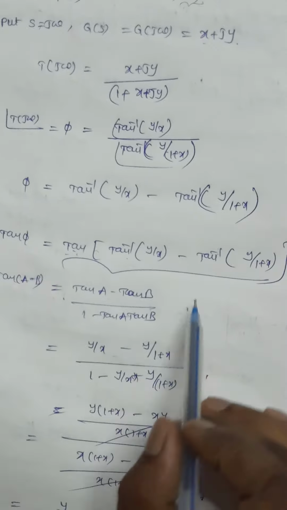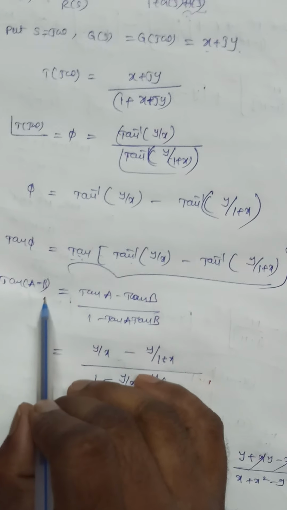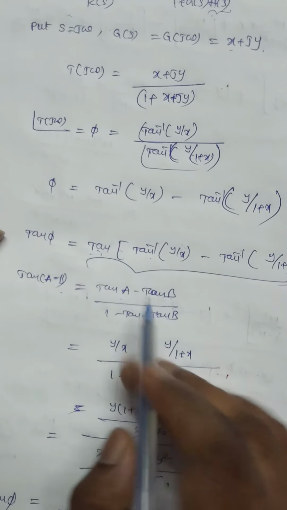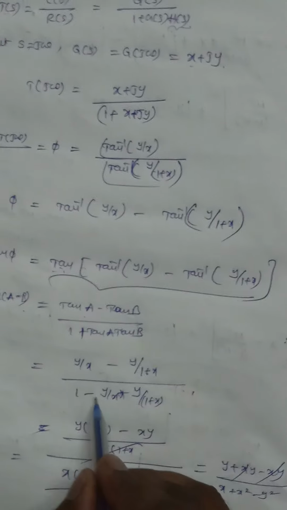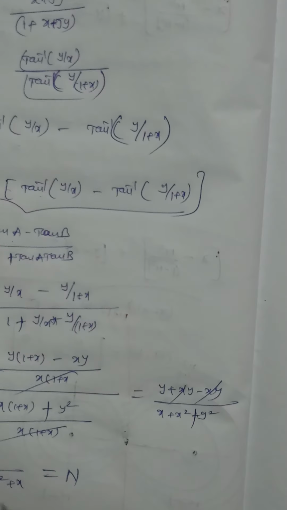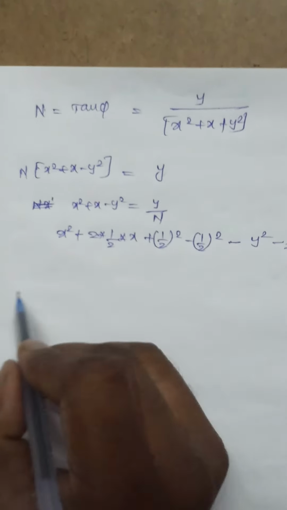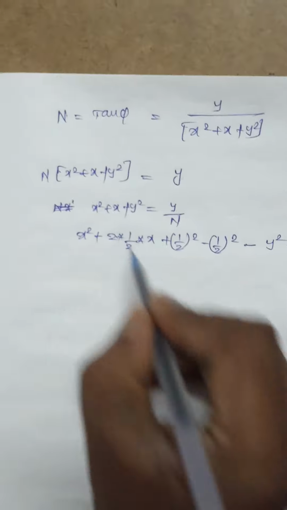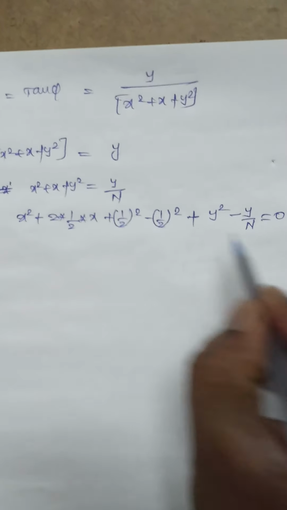Here I made a mistake here. Tan a minus b is equal to tan a minus tan b divided by 1 plus tan a tan b. So this will become 1 plus. Here also it will become plus. Here also it will become plus. So it will become plus here. And also here it is plus y square minus y divided by n is equal to 0.